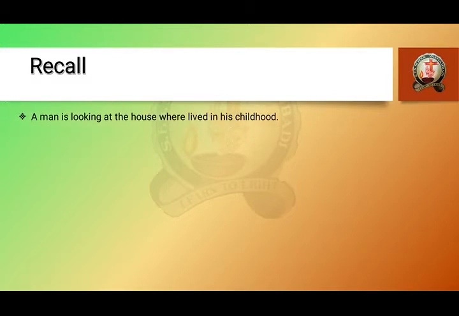And here comes the recall of the previous class. Hope you remember it. This lesson is the part 2 of the previous class, and in part 1, there was a man who is looking at the house where he lived in his childhood. He lived in one particular house when he was 10 years old maybe. After he grew up and went to other city, he came back and he's just looking at the house where he lived.